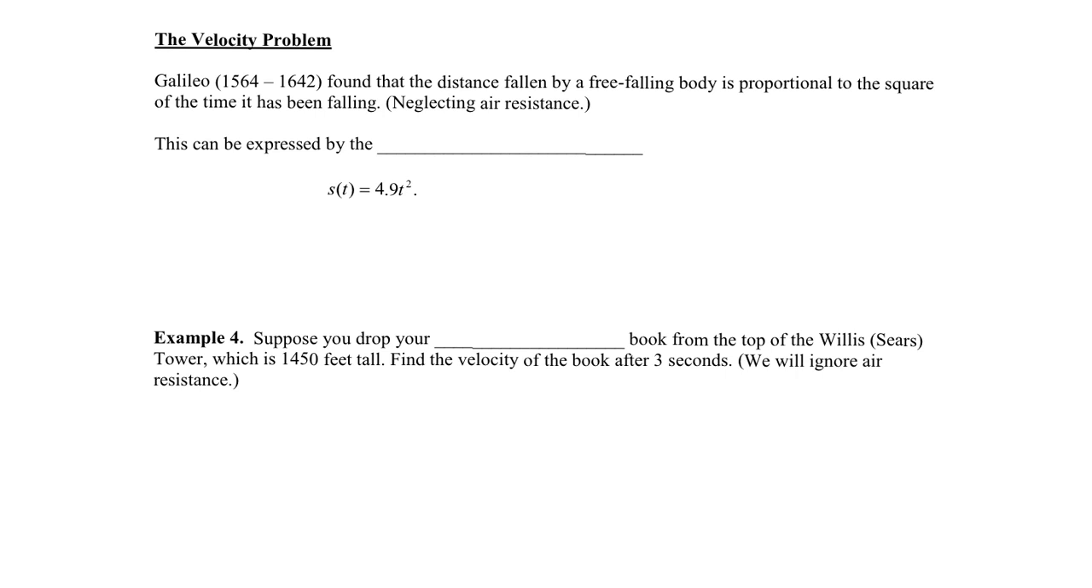It was air resistance. So Galileo brought this experimental science into view, and we no longer just accepted things at face value. We wanted to experiment and see if beliefs were true or not. He found that the distance fallen by a free-falling body is proportional to the square of the time it has been falling, neglecting air resistance. And this can be expressed by what's called a position function.